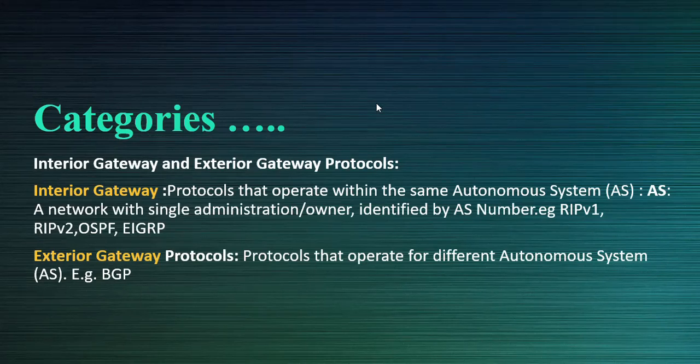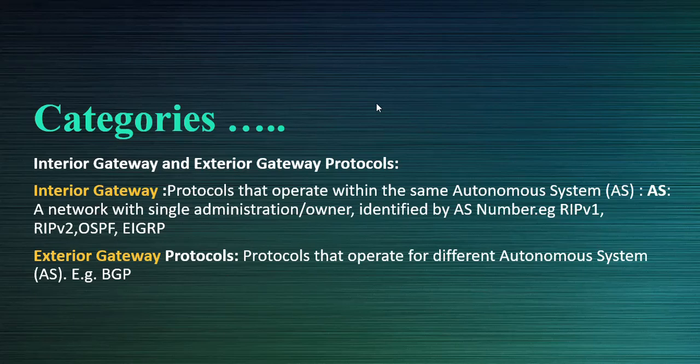We have interior gateway and exterior gateway protocols. Interior gateway protocols operate within the same autonomous system, a network with a single administration or owner, identified by an autonomous system number. For instance, we have RIP version 1, RIP version 2, OSPF, EIGRP. These are among the protocols that operate within an autonomous system with a single administrator or single owner.